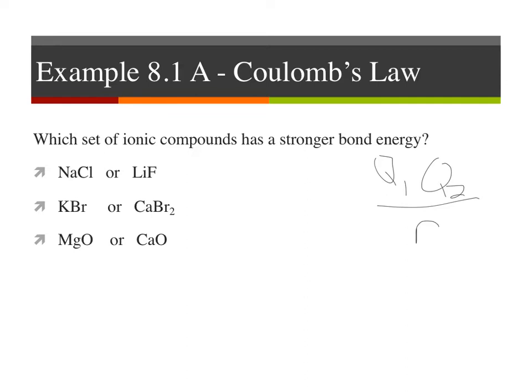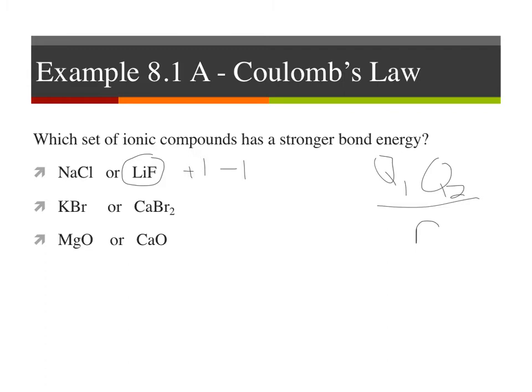So which atoms have a stronger bond energy? Well, for NaCl and LiF, both of them are +1, -1 ions. So the smaller set is going to give me a stronger bond. They can get closer together.